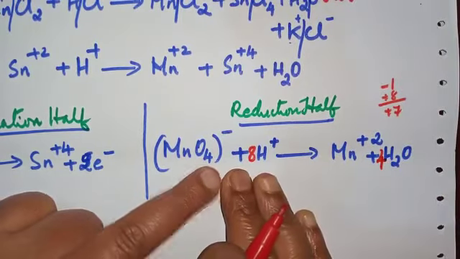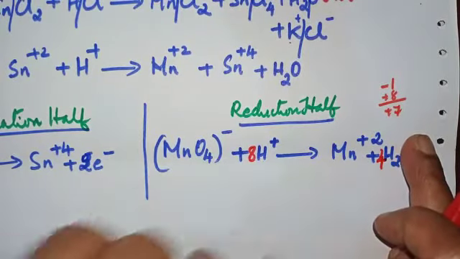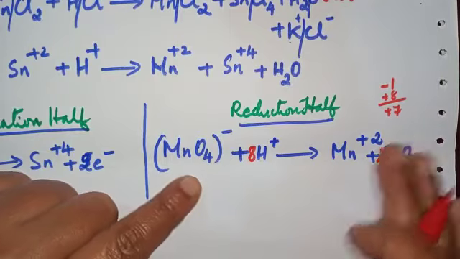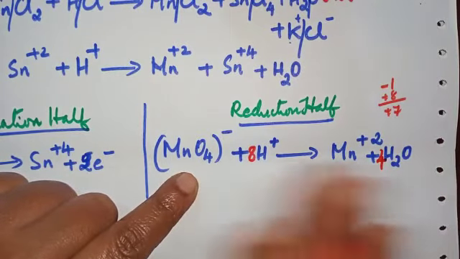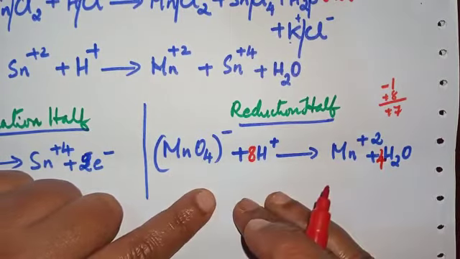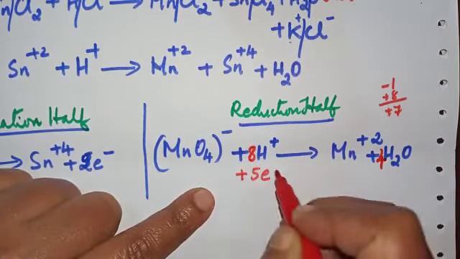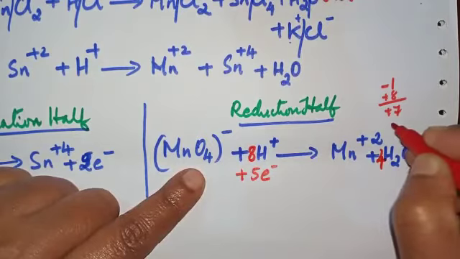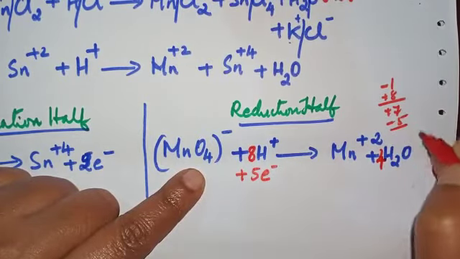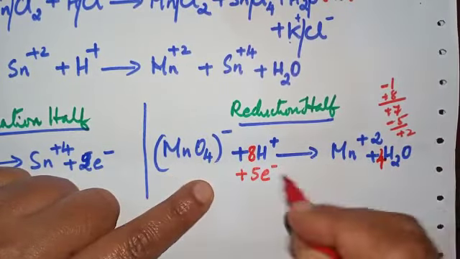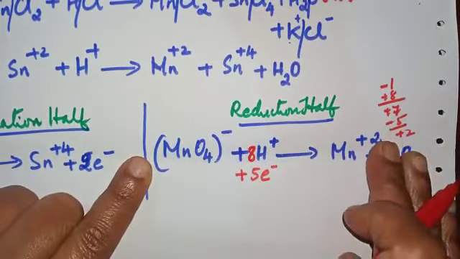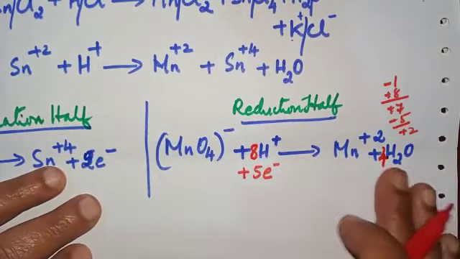So here the charge is +7, whereas here the charge is +2. We should equate the charge on both sides. For that reason, I will add 5 electrons here. When I add 5 electrons, it becomes −5. So +7 minus 5 is +2. Now this side is +2 and this side is also +2. Now the charge is balanced.